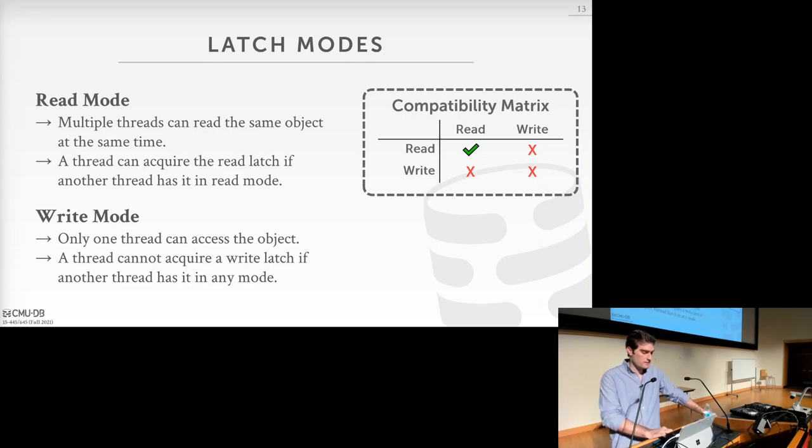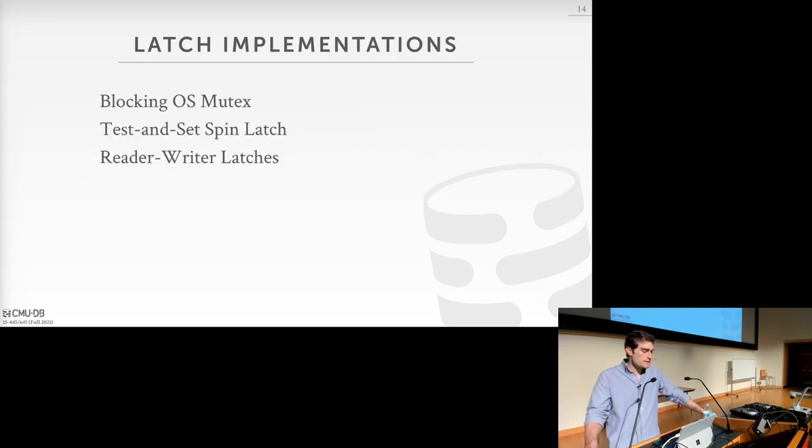Otherwise, it's not valid. So as I said, we're going to start with a very high-level overview of the basic concepts behind how you implement latches. You can go much deeper, and there's much more than what we're going to talk about here, but this is the quick summary of the key concepts that you need to understand. And we're going to look at these three basic implementations: the blocking OS mutex, test and set spin latch, and reader-writer latches.